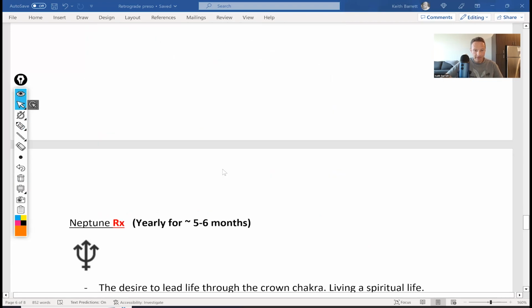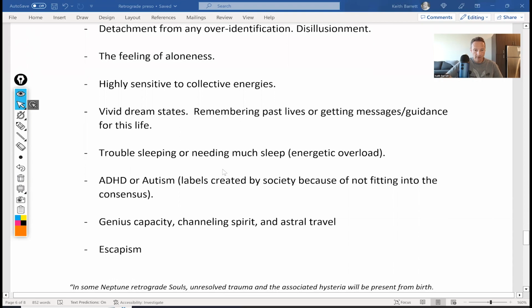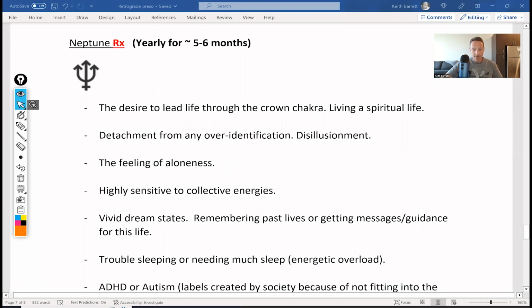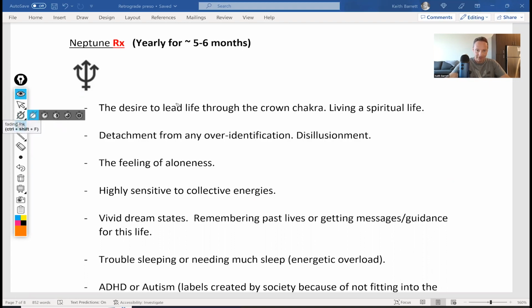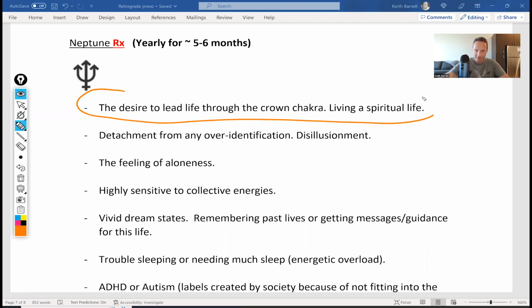And I believe, yeah, so Neptune and then Pluto. Neptune retrograde. So another one that happens yearly for about 5 to 6 months. So it's not uncommon. And this first line, I think, kind of sums it up: the desire to lead life through the crown chakra, living a spiritual life. And so look at the house, sign, and aspects and they'll give you more context on how you will experience that. But that's one of the markers here of Neptune retrograde.